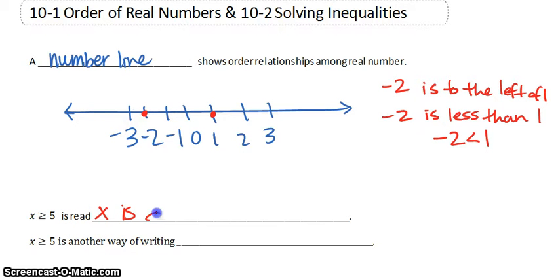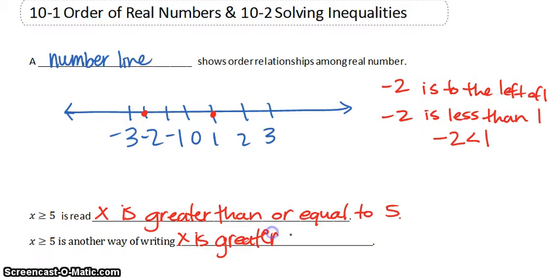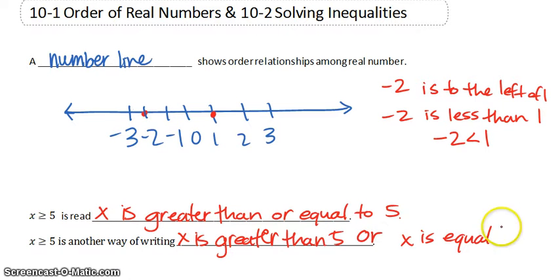x is greater than or equal to 5. Now, x is greater than or equal to 5 is another way of writing x is greater than 5 and x is equal. Oh wait, not and. Or x is equal to 5, because it has to be one or the other. Sorry, that was definitely an or case.